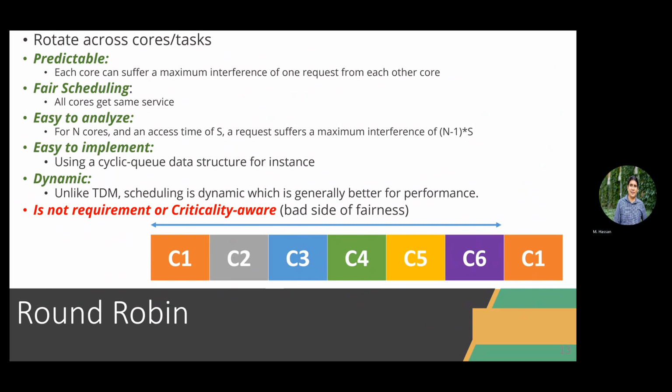In addition to this, because round robin, similar to TDM, is fair, it is also not requirement aware or criticality aware.